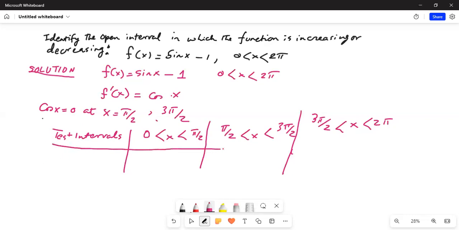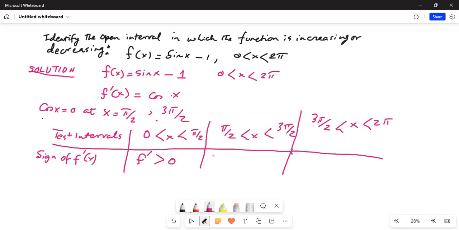So let me draw a line. So I have 3 different intervals. So I will first look at the sign of f prime of x, which we know is equal to cosine of x. So between 0 and pi by 2, f prime is greater than 0, because cosine between 0 and pi by 2 is greater than 0. So f prime is greater than 0 in the first interval.